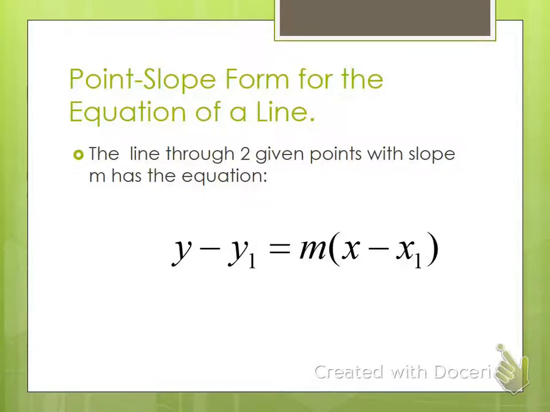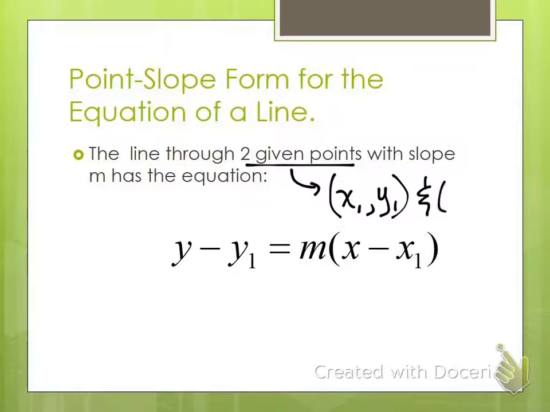So when they write this, those 2 points that they talk about up here, remember we usually label the points like x1 comma y1 and x2 comma y2. So you will be using both of the points to find the slope m, which we've practiced before. And then you're going to use one of the points to plug into the y1 and the x1. The plain y and the plain x, you leave those alone.